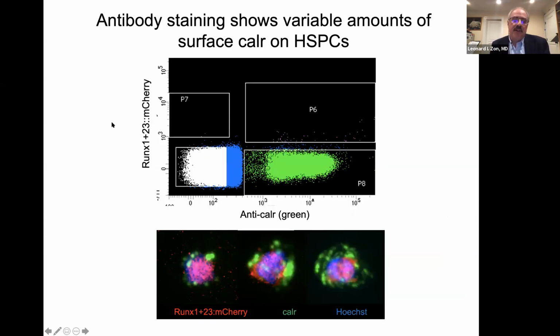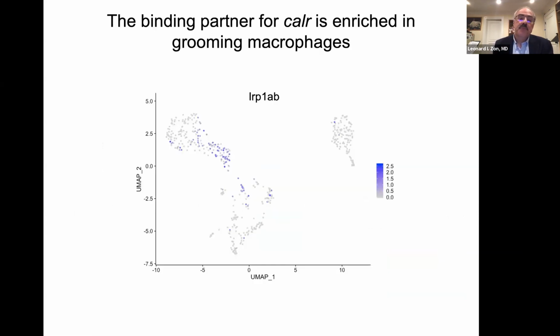So we've been able to find an antibody to calreticulin that stains our sorted cells. And now we're trying to develop evidence that the calreticulin is required for the interactions. One of the things we found was that on the macrophages is the LRP1 receptor. So these are the cells that are going to be doing the eating. And so the calreticulin that is presumably on the surface of the stem cell is able to interact with those macrophages.